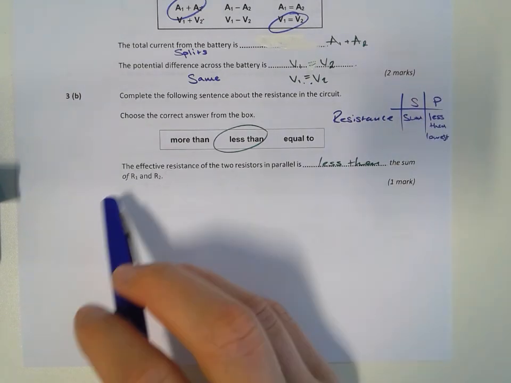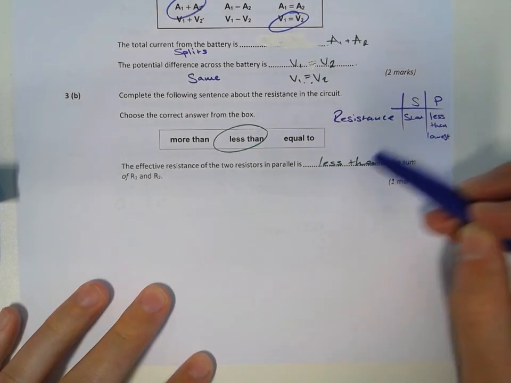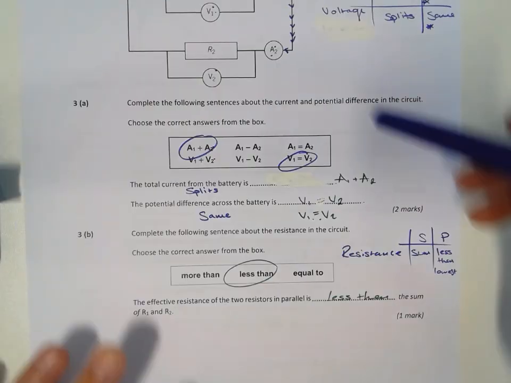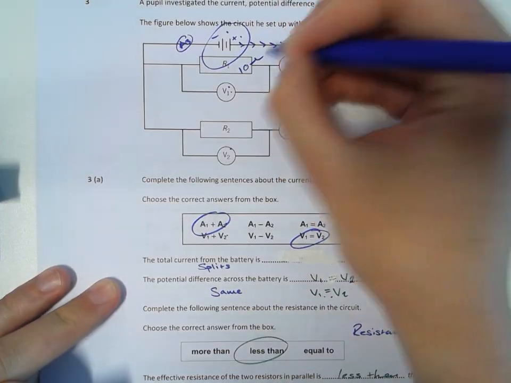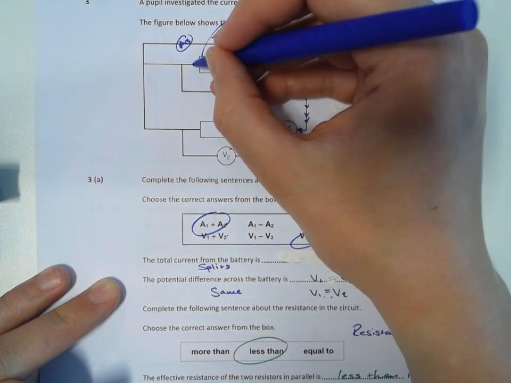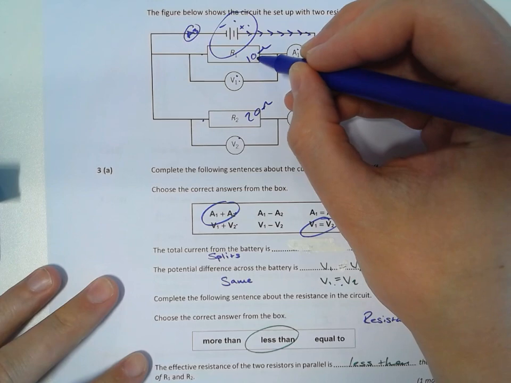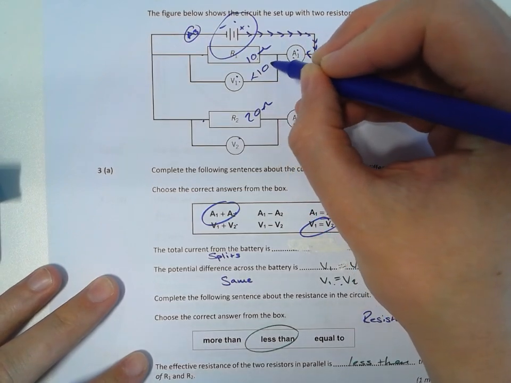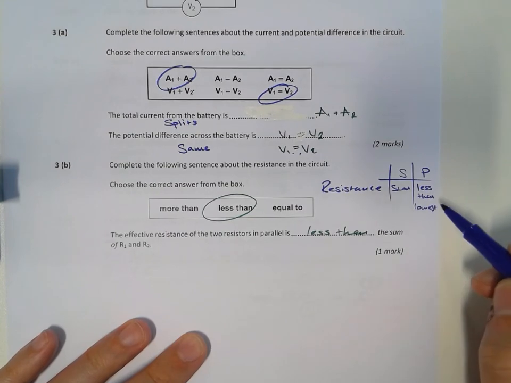Alright, so read the sentence. The effective resistance of the 2 resistors in parallel is, as I've said, less than the sum of R1 and R2. So you might say that this one is 10 ohms, you might say that this one is 20 ohms. Because they're in parallel, 1 branch, 2 branch, the total is going to be less than 10 ohms because it's lower than or less than the lowest.